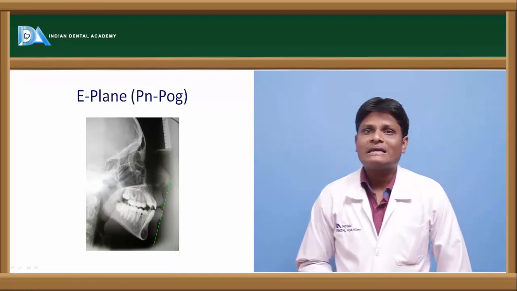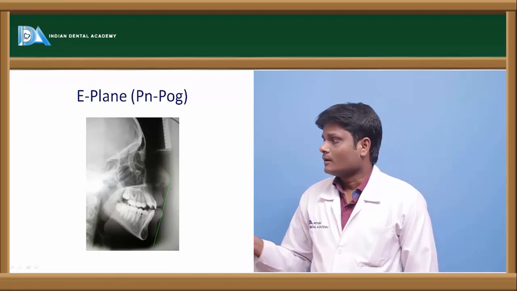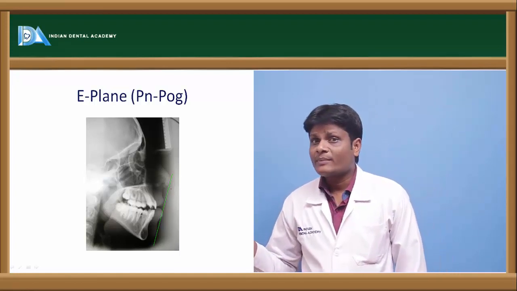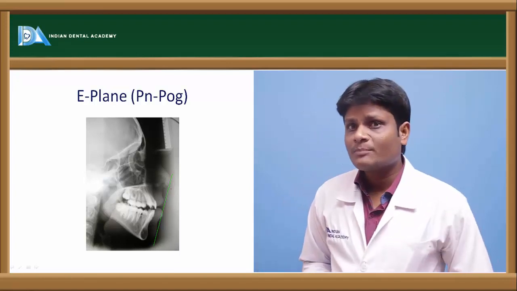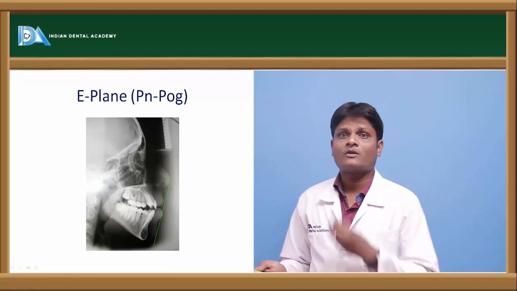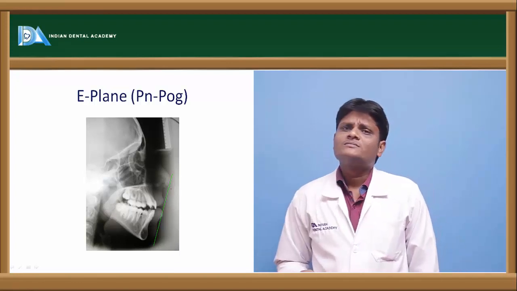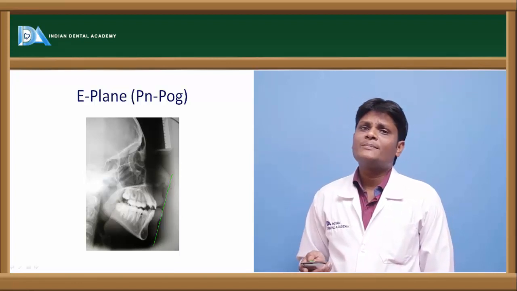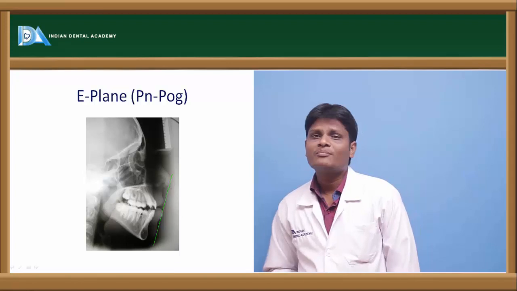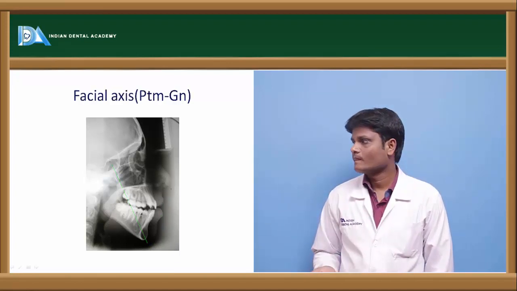Now the E plane or esthetic plane according to Ricketts. This is nothing but the plane formed by joining the anteriormost point on the tip of the nose with the anteriormost point on the soft tissue chin. Usually we will see the relationship between the lips and the E plane to assess the protrusiveness of the lips.